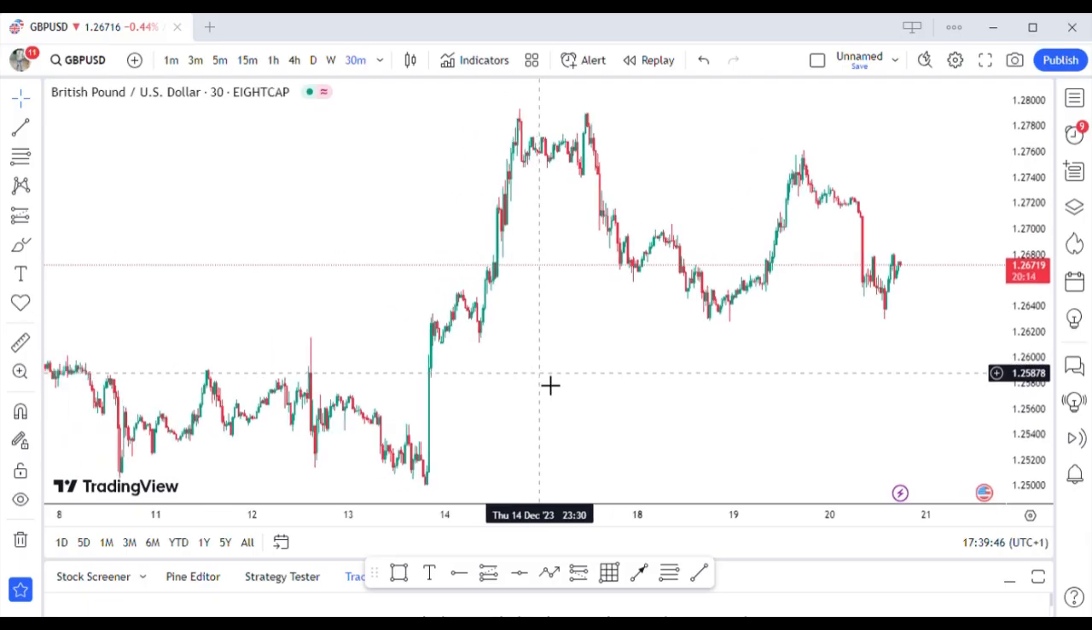So let's go check our charts. I said I'm going to give you guys the easiest way to identify all these sessions. The easiest way to identify them is by using an indicator, and I'm going to give you the name of the indicator right now.